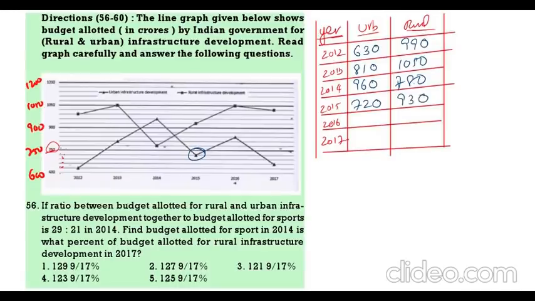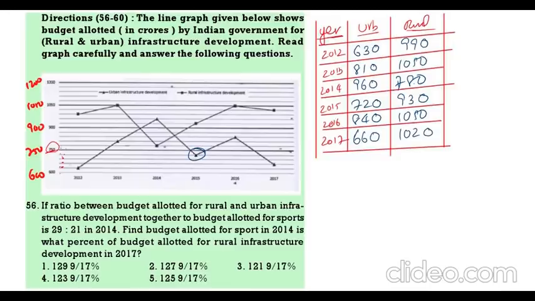2016, we are having 750. This is 750, 780, 810, 840. 840 is urban. 1050 rural. Then 2017, 660 is urban. 1020 rural. Now, based on this, we should answer the question.